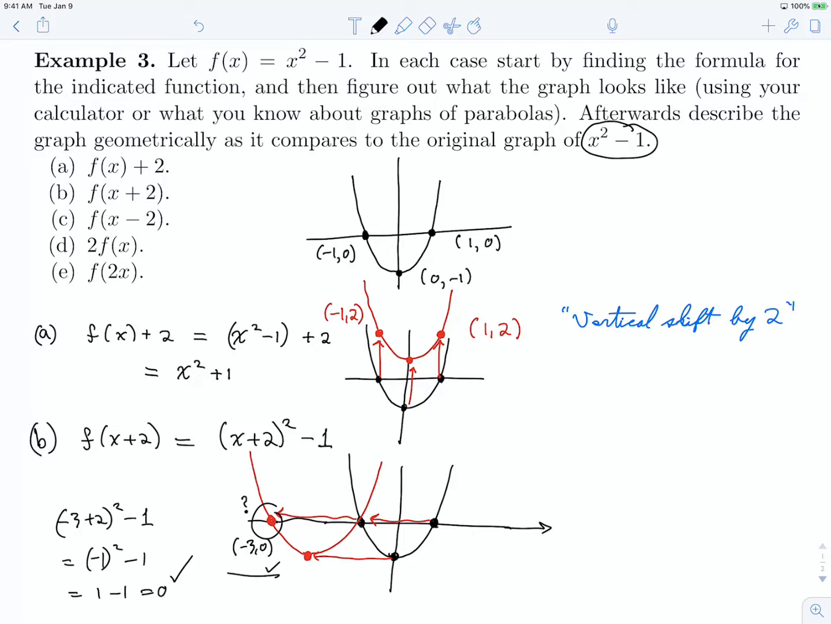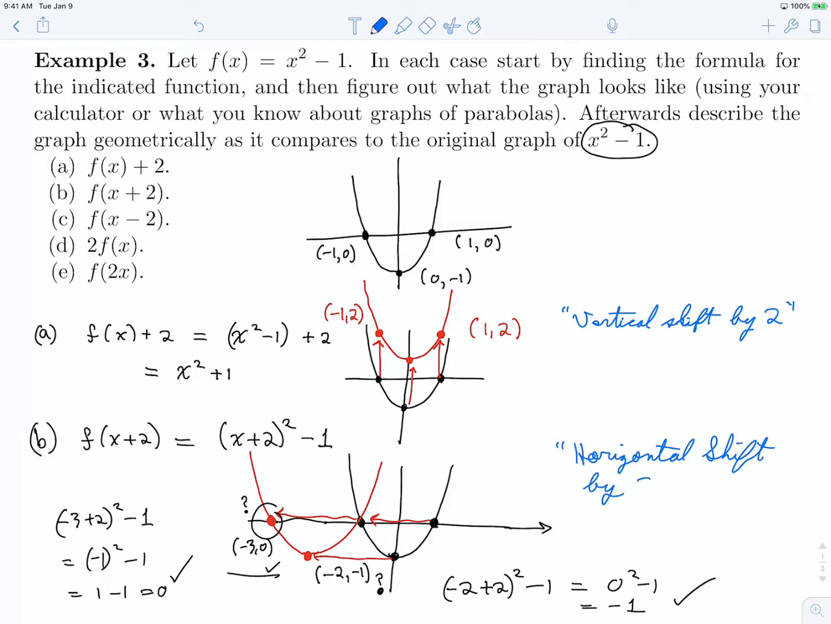I can show you another point like that as well. So the one on the left here should be (-2, -1). Is it? Well, let's find out. We'll plug in (-2 plus 2) squared minus 1. I'm plugging it into the formula for f. That gives us 0 squared minus 1 which is -1, which is what I claimed was the right y value. So both of those points move to the left. And now I'll describe the whole transformation as a horizontal shift to the left by 2, or horizontal shift by 2 to the left. You can say it in either order. Okay, so that's part B.